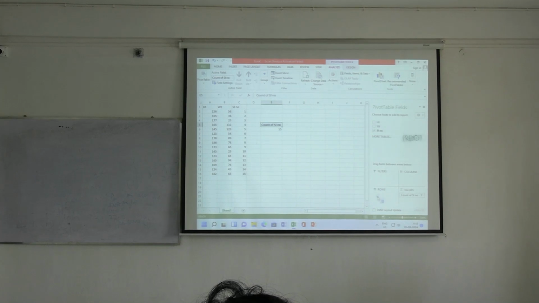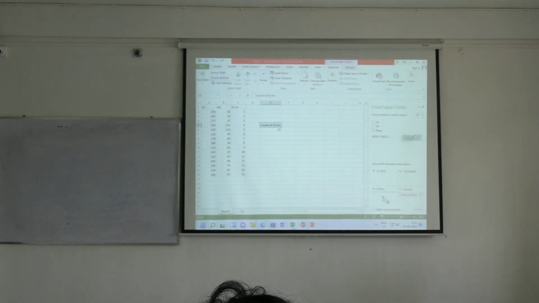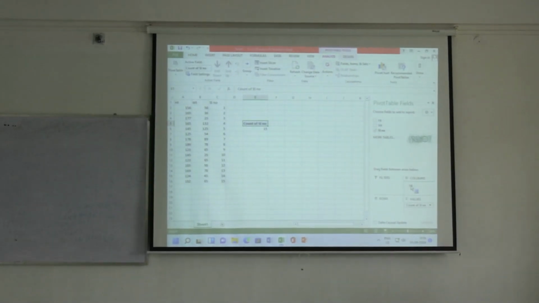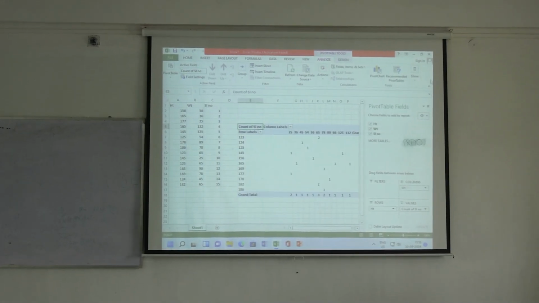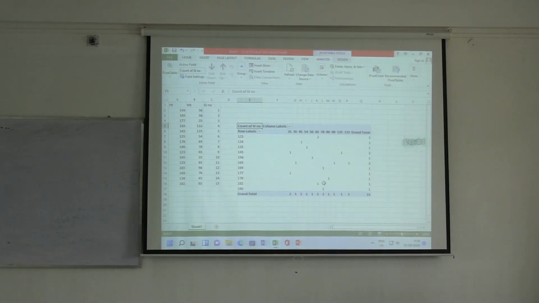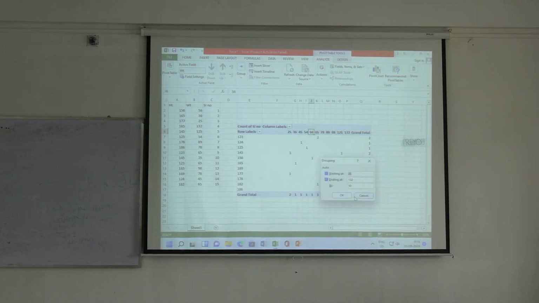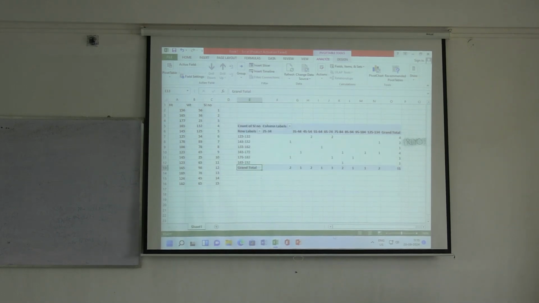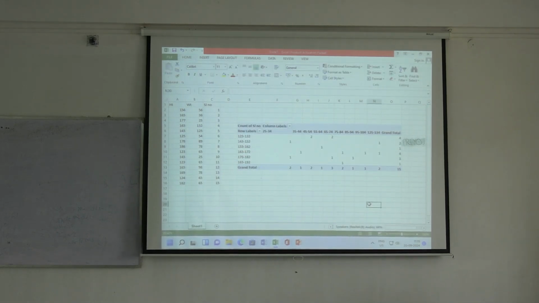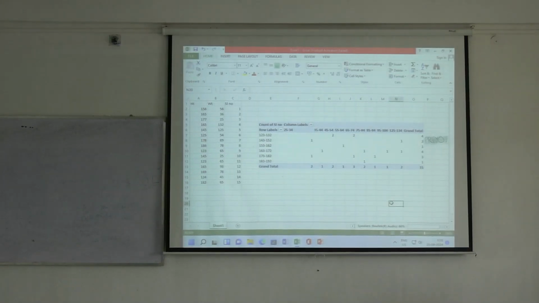Done. Height, say we take in rows. We took height in rows only, and weight in columns. So this is the distribution. Now I don't like to do it like this. Let's group it. By grouping, what do we do? Understood? How we do a bivariate frequency distribution?